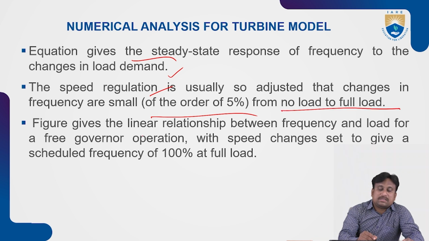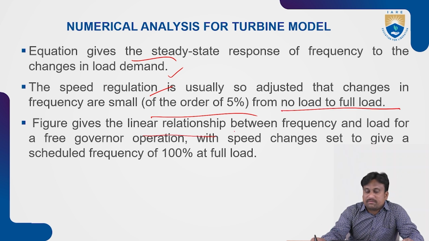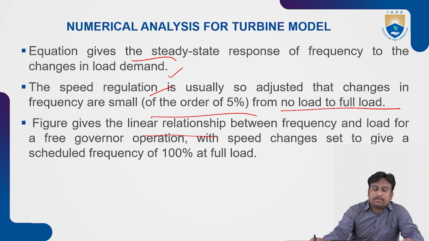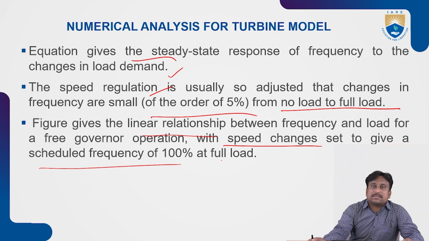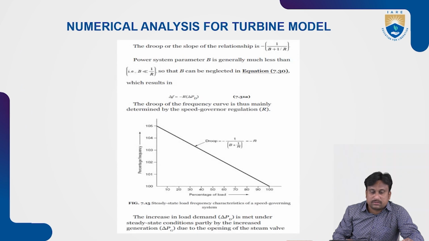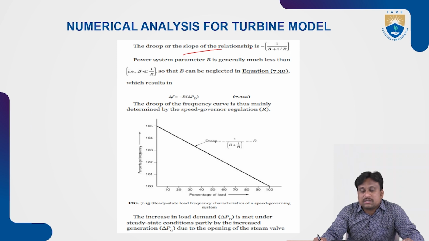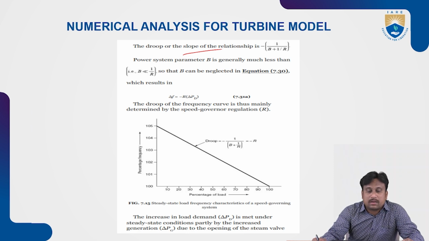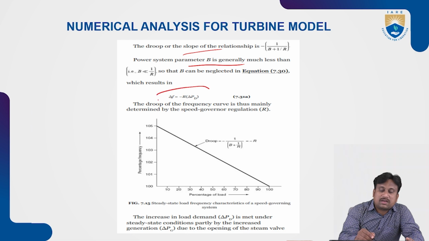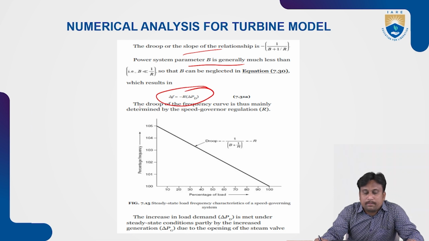That representation is the linear relationship between the frequency and load for a free governor operation. With that, speed changes will be set to a given scheduled frequency, about 100% under full load condition. The droop or slope of the relationship is represented by minus 1 by B plus 1 by R. That power system parameter B is generally much less than 1 by R, so B can be neglected. That results in delta F as minus R into delta PD.